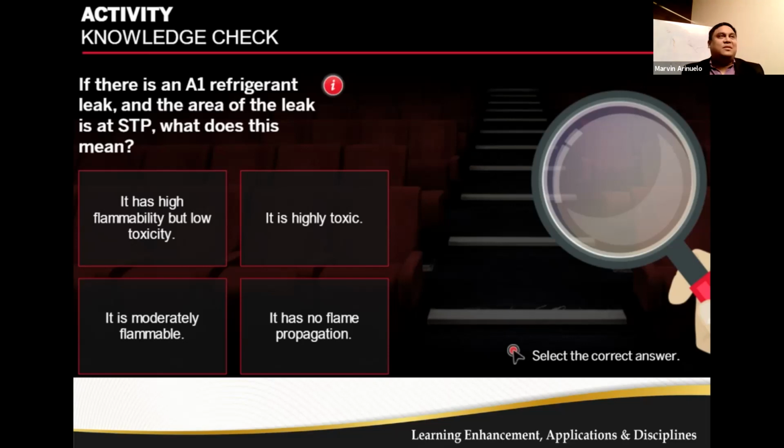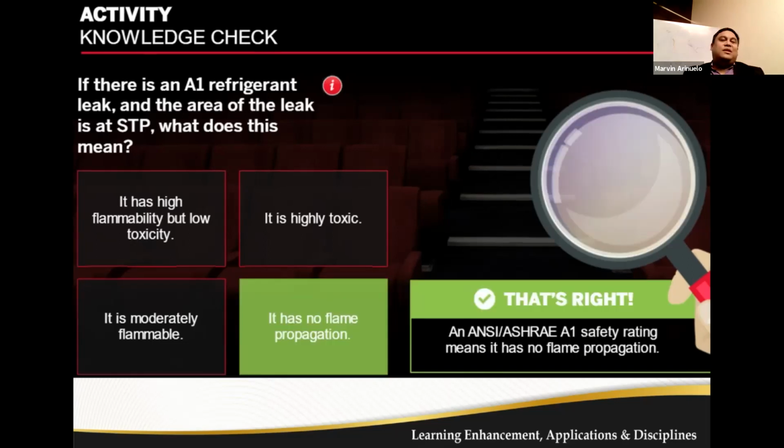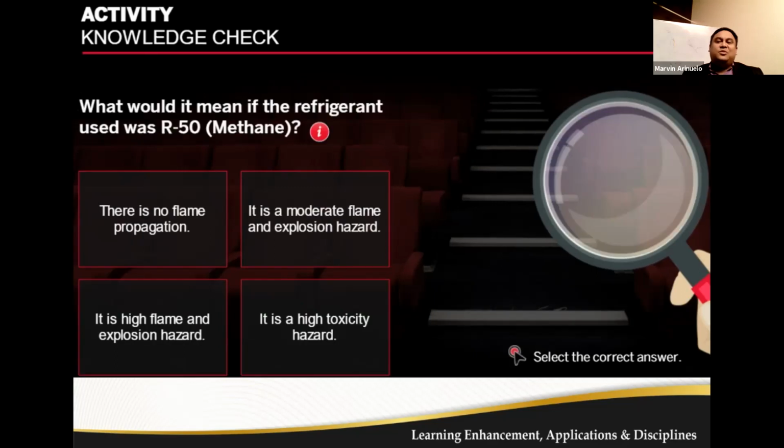A1 refrigerant leak. We discussed, no? Low flammability and low toxic, no? A1. So in the table, safety rating means it has no flame spread or flame propagation. In the same scenario, what would it mean? The refrigerant used was R50.